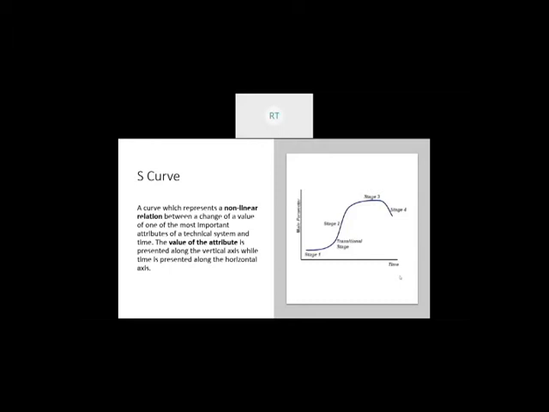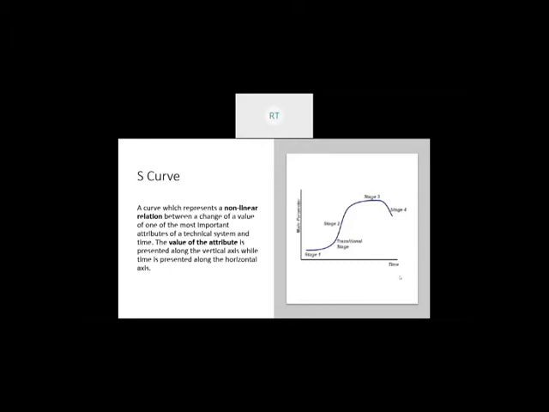Okay. So on one axis, you see something called the main parameter. The definition of an S-curve says it's a curve which represents a non-linear relation. This is important: a non-linear relation between a change of the value of one of the most important attributes of the technical system and time. The value of the attribute is presented along the vertical axis, while time is presented along the horizontal axis.